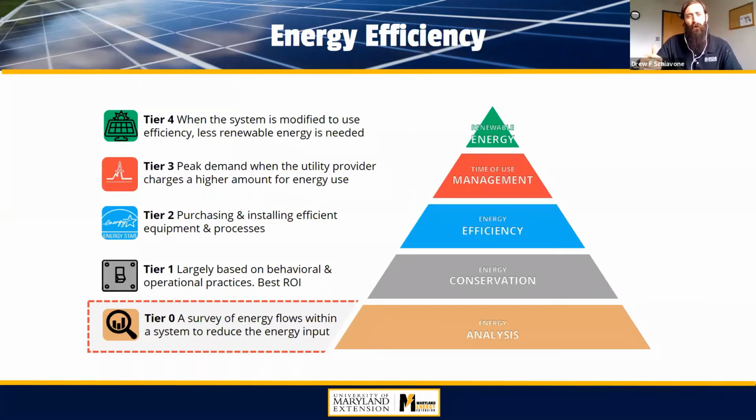So at the bottom of that triangle, you'll see what's called energy analysis. And really what all that is, is taking a look at where energy is being used on your farm. So this could be done with a formal energy audit. You could have an auditor come onto your farm and evaluate where energy is being used. And that'll give you a better understanding of not only how you can save energy through energy efficiency, but then design a PV system around that.